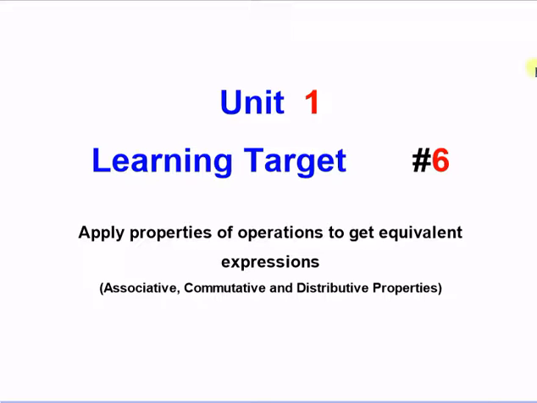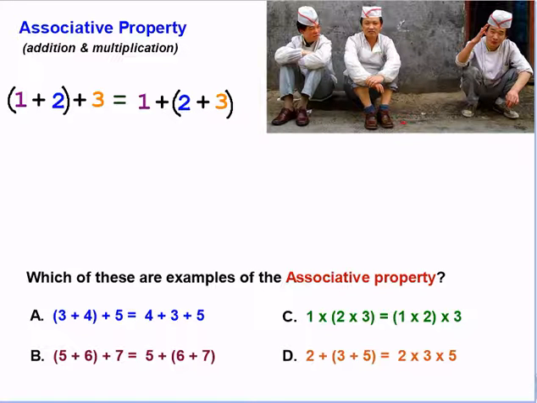Unit 1, Learning Target Number 6. Apply properties of operations to get equivalent expressions. The associative property of addition and multiplication is all about grouping. Now understand, the associative property only works with addition and multiplication. It does not work with subtraction and division.